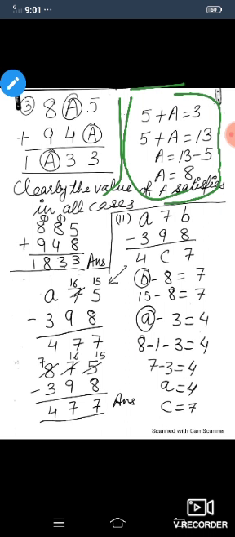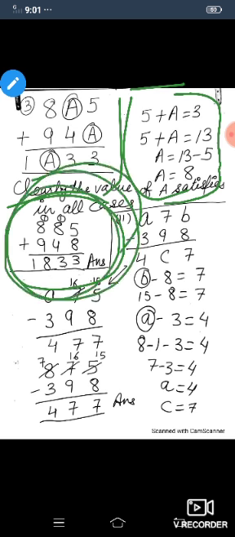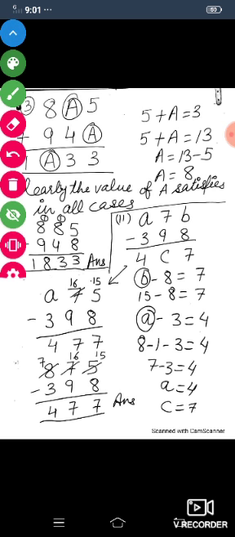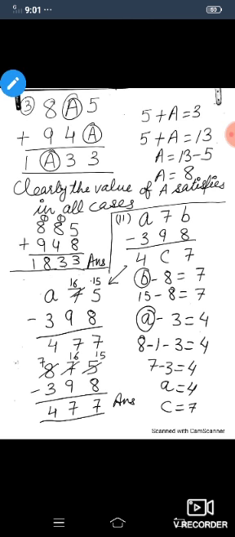So clearly the value of A satisfies in all the cases. So 885 plus 948 is equal to 1833. So now let us do one sum for the subtraction. A7B minus 398 is equal to 4C7.